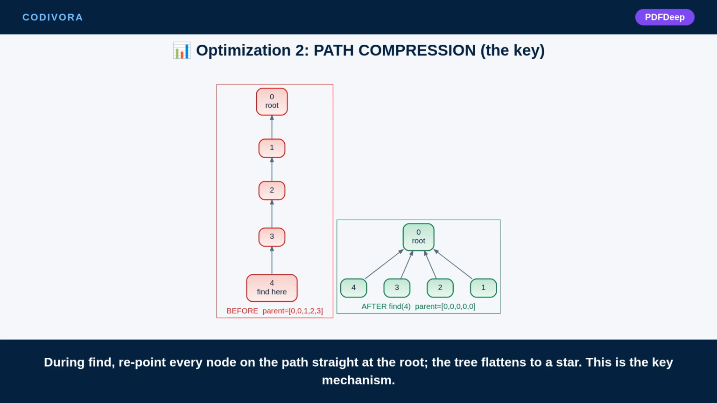With both tricks together, M operations cost M times inverse-Ackermann of n, and inverse-Ackermann is below 5 for any real input. Say effectively constant, never plain O of 1.